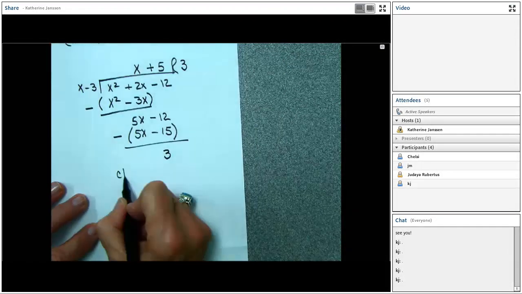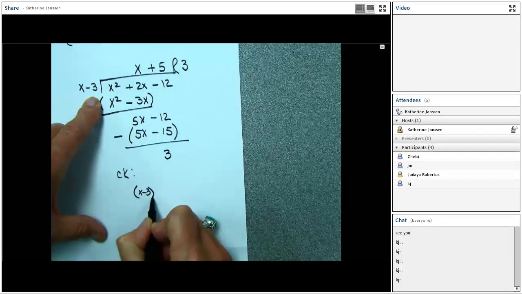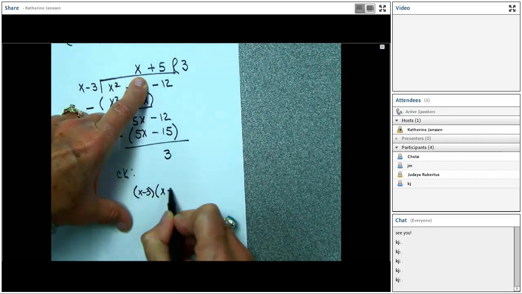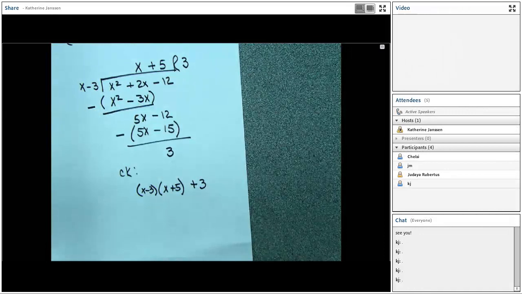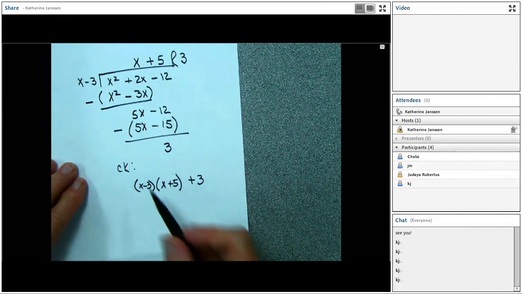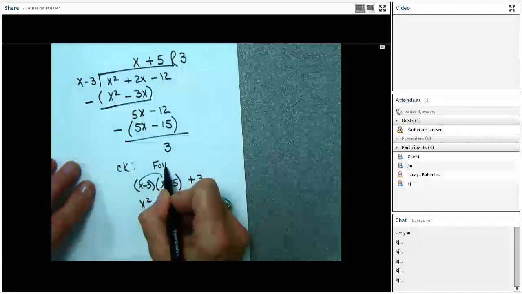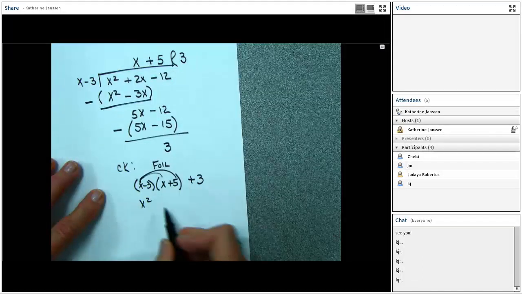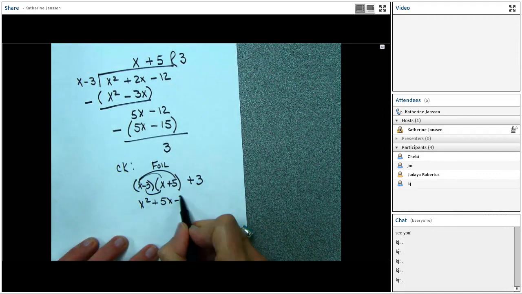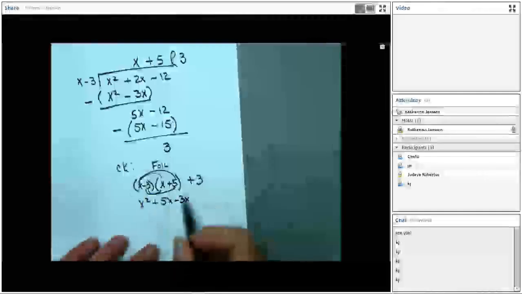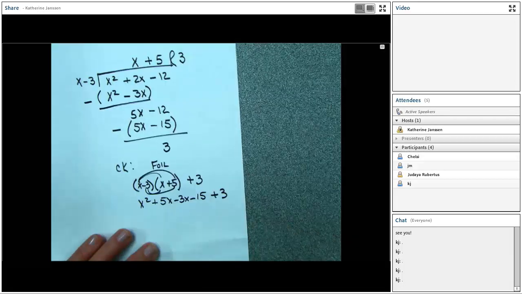Now let's check this. My divisor, x minus 3, times my quotient, plus a little bit more, I had a remainder. So multiplying, FOIL: x squared. The last will be plus a 5x. My inner terms are a minus 3x. And my last terms will be a negative 15. But I have this plus 3.